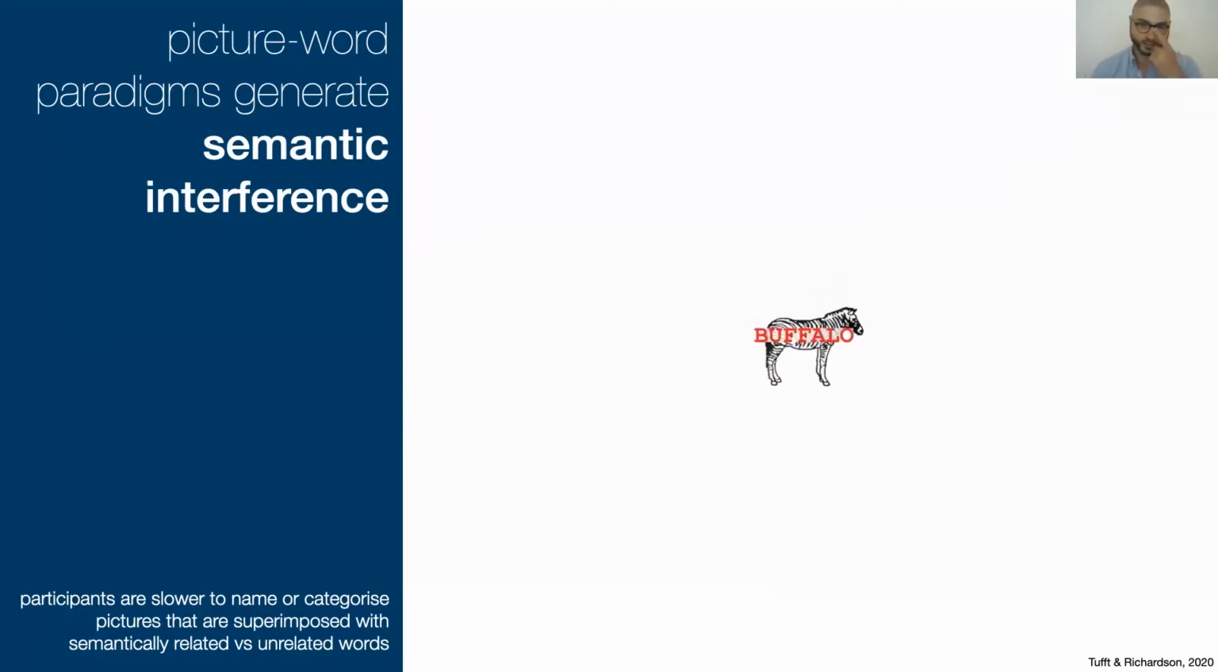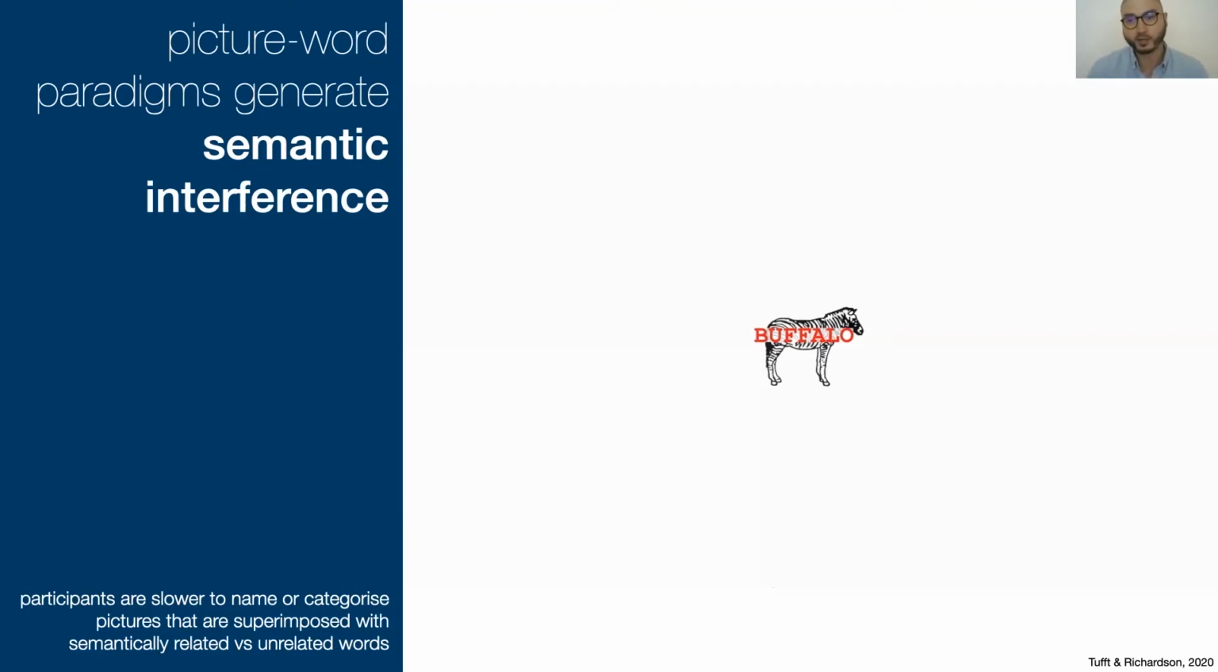What you find is that people are slightly slower when the word on top is semantically related to the picture. So here in this case, zebra and buffalo are semantically related. You're slightly slower to do that task than you would do if the word was table. This is a very robust effect that has been detailed in the literature for many, many years.